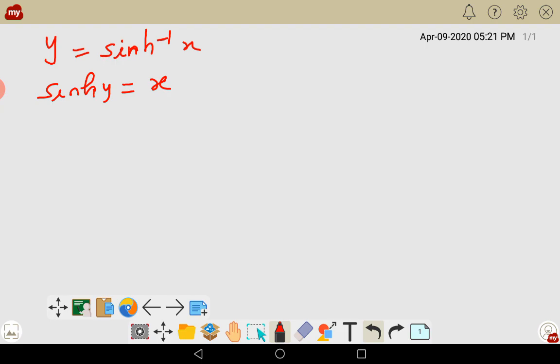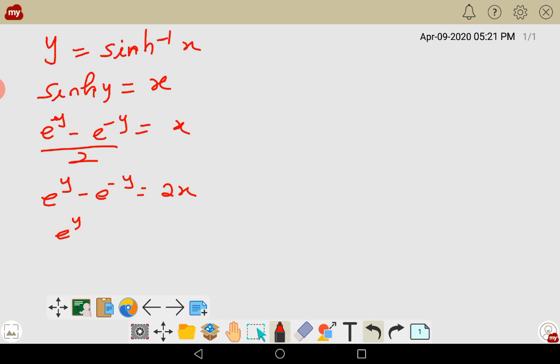So sine hyperbolic y can be expressed as (e raised to y minus e raised to minus y) divided by 2 is equal to x. Multiply 2 on the right side: e raised to y minus e raised to minus y is equal to 2x. Now when you take everything to the left, e raised to y minus e raised to minus y minus 2x is equal to 0.